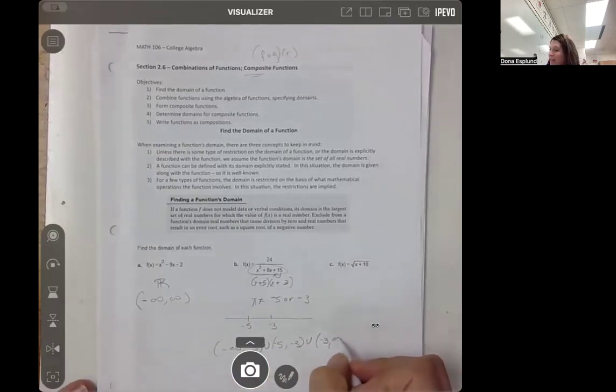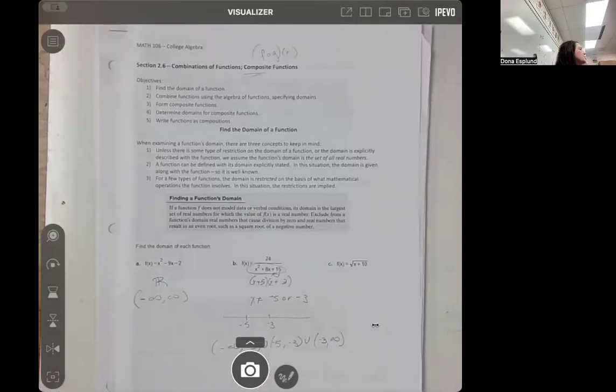-3, comma, infinity. So you could write it in interval notation. There's several different ways you could identify your domain for that, but any of those would be successful. But you just need to understand that there are problems. There are places in which the value of x cannot be.